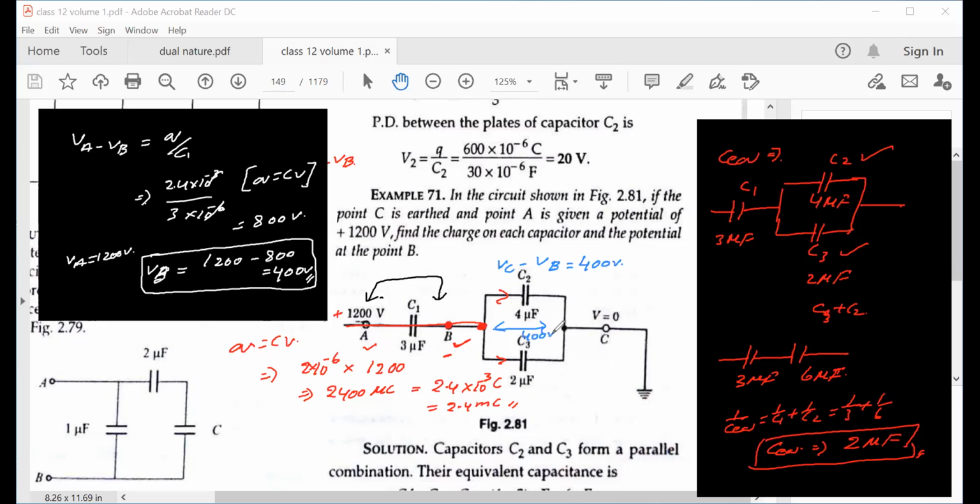Now I need to find the charge. For this C2, Q is equal to CV, that is 4 microfarad into 400. And same thing here also, Q is equal to CV, that is 2 into 400. So the value for the charge at C2 is 4 into 400, which is 1.6 into 10 power minus 3 coulomb. And here 2 into 400 is 0.8 into 10 power minus 3 coulomb. So these are your charges. Please take it. If you have any difficulty, please let me know.